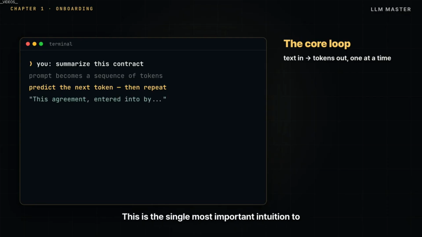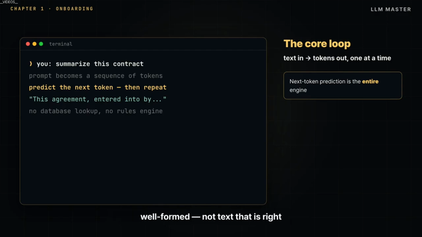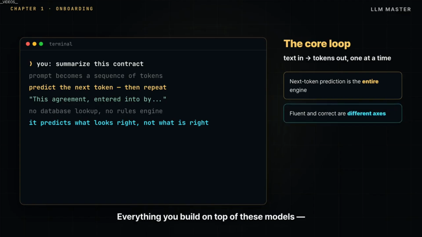This is the single most important intuition to internalize because it explains the number one failure mode. The model optimizes for text that looks right, fluent, confident, well-formed, not text that is right. It will produce a beautifully worded citation to a paper that doesn't exist. Fluency and correctness are different axes. Everything you build on top of these models, retrieval, tools, validation, exists to close that gap.